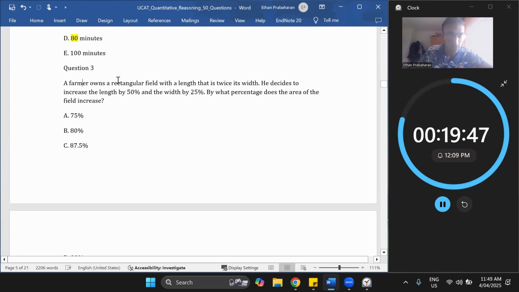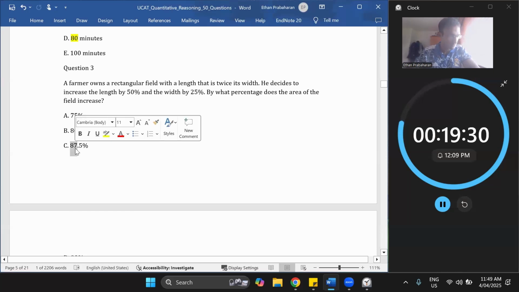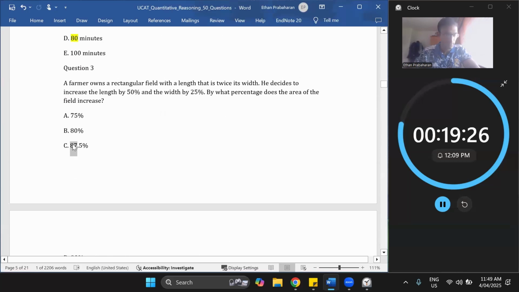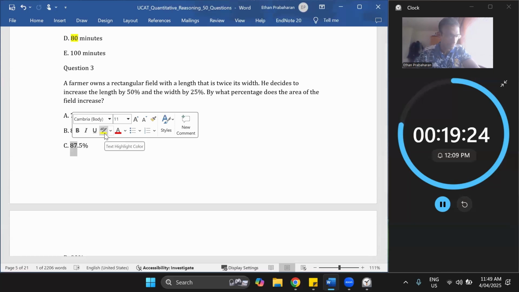AI generated questions. By what percentage does the area of the field increase? Okay, so if the length's up by 50% and the width's by 25%, then it would be sort of 1.5 times 1.25, which is 1.875. Probably close. Is it closest to that? 3 on 2 times 5 on 4, which is 15 on 8. Oh, yeah.